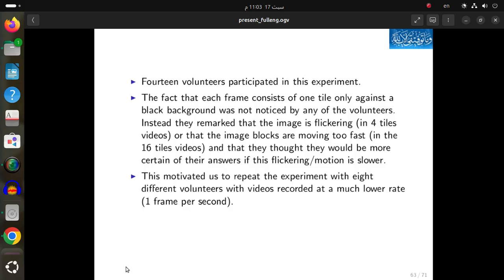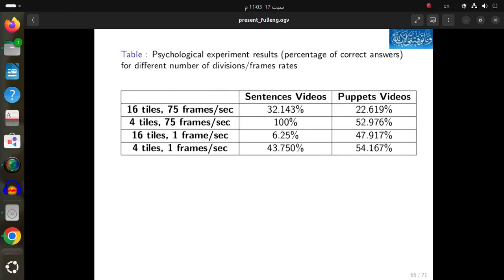The results from the experiment: without any training, the subjects were able to extract useful information. They were able to locate the puppet. They were able to read the sentences. For the puppets, the best performance is achievable using a large tile size, because it is clear what puppet is in each large cell. Whether using a large or a small frame rate didn't make much difference. Of course, the slower frame rate was better for puppet recognition, since it gives them time to reason about the different cells.